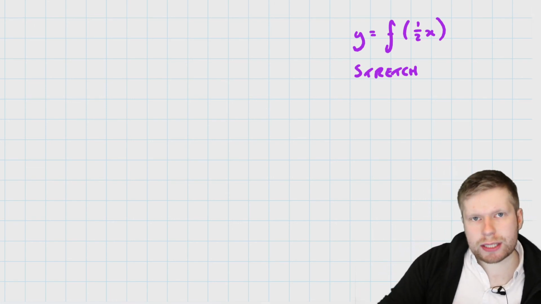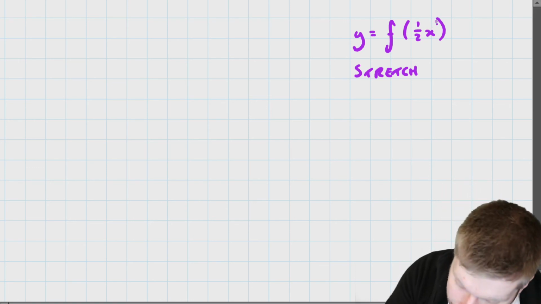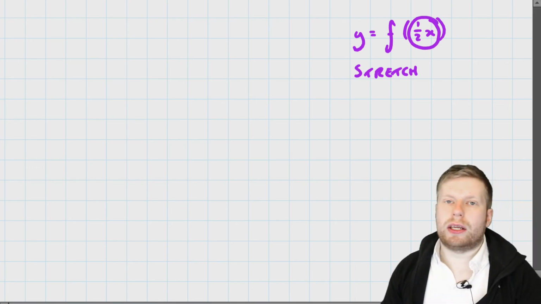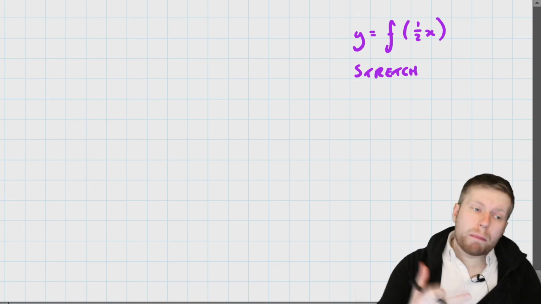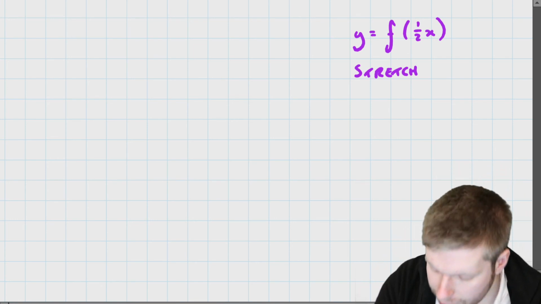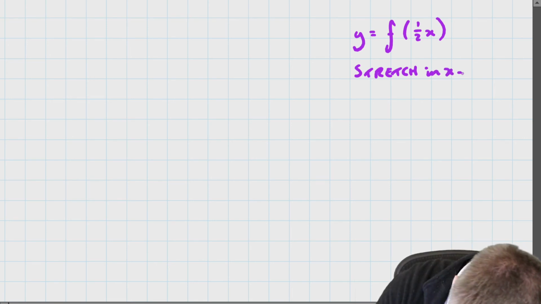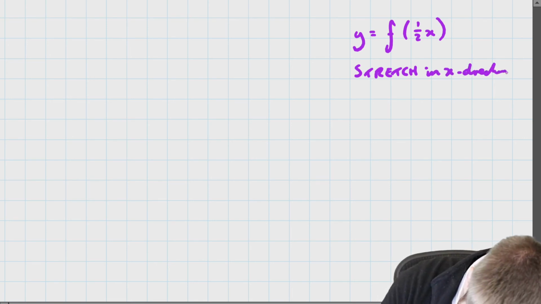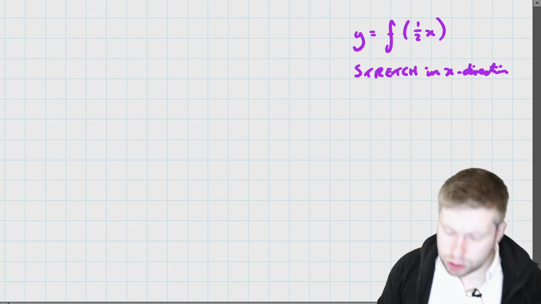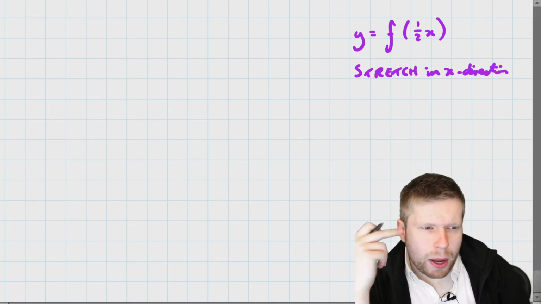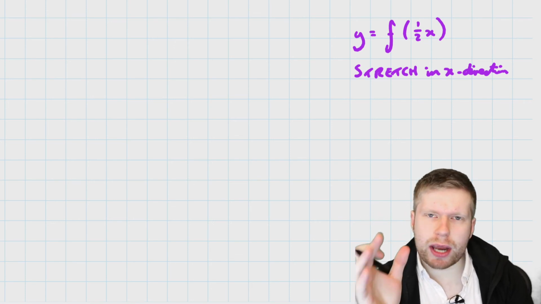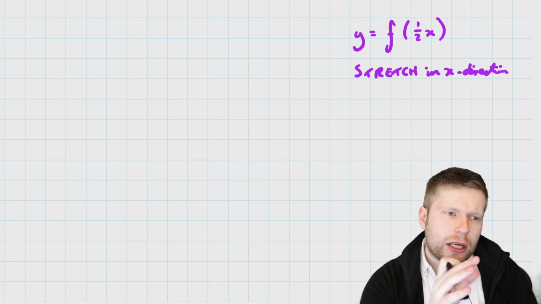Now, which direction is it happening in? Well, I'm multiplying the x values by 1/2 in this case, so it must be a stretch in the x direction. Because it's a stretch in the x direction, alarm bells should be ringing: it's the opposite of what you think it should be.